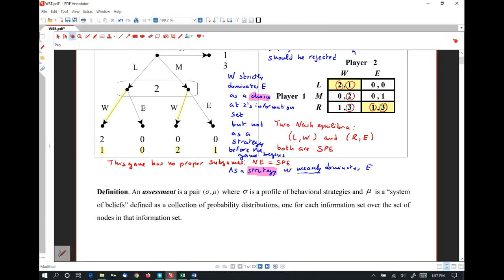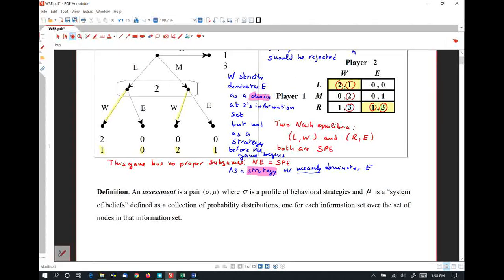And we know that we don't need to talk in terms of mixed strategies. We can use the simpler notion of behavioral strategy. And now we're adding something else, which is denoted here by mu and is called a system of beliefs. The definition of a system of beliefs is a collection of probability distributions, one for every information set, over the nodes in that information set.